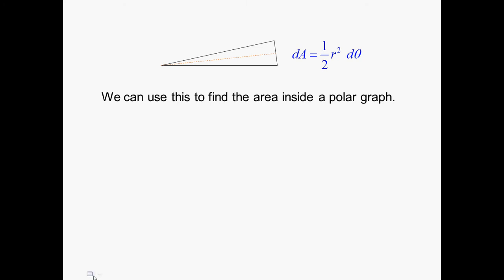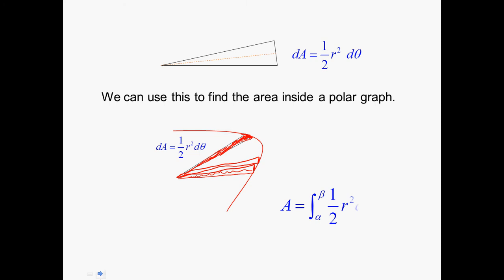And we're going to use this to find the area inside a polar graph. So just imagine this little teeny sliver, starting from the radius where I radiate out to the curve and go theta across. If I do that a bunch of times, radiate out, go a little bit of the curve, radiate out, go a little bit of the curve, those all look like a bunch of little teeny triangles. How do I sum them up?